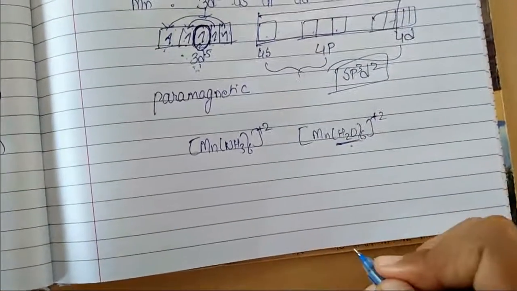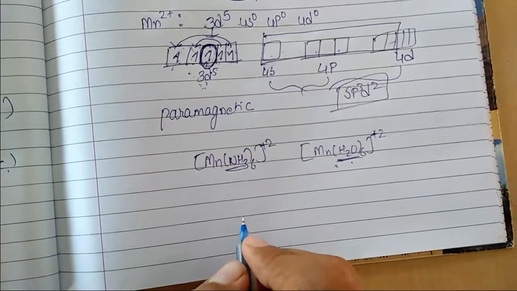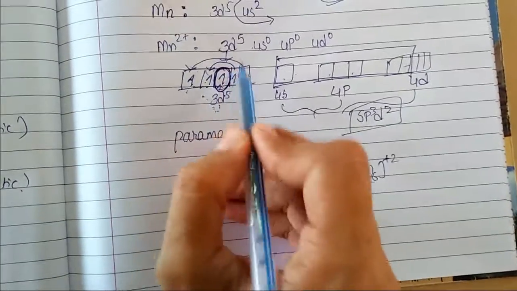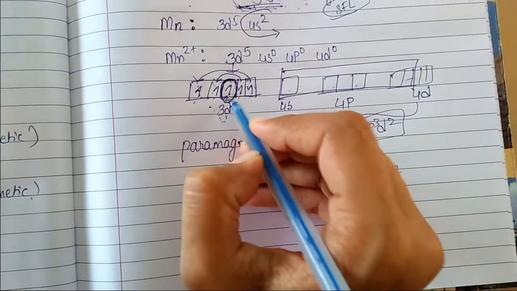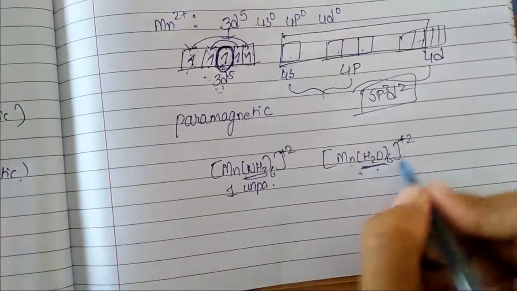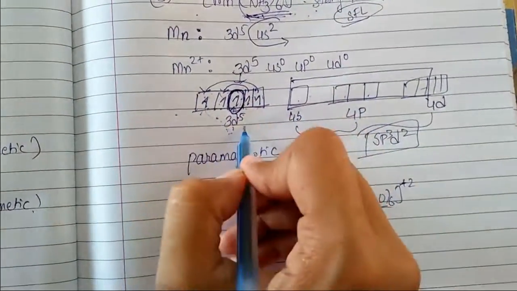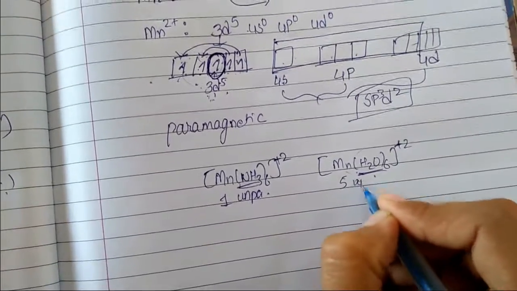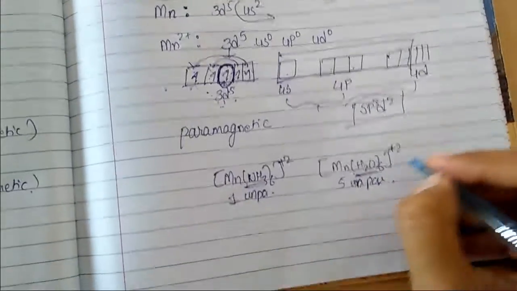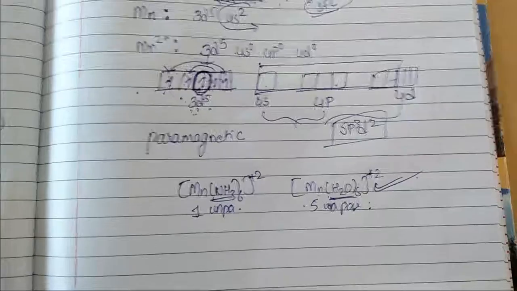Now this water is a weak field ligand, so it will not be able to pair up even if it wants to, but amine is a strong field ligand, so it can. So if amine is going to pair up these, only one electron will be unpaired. So here you will get one unpaired electron, right? But in case of water, it cannot pair up even if it wants to. So the number of unpaired electrons is 5 unpaired electrons. So which is more paramagnetic? The more paramagnetic complex is Mn(H2O)6 to the power plus 2.